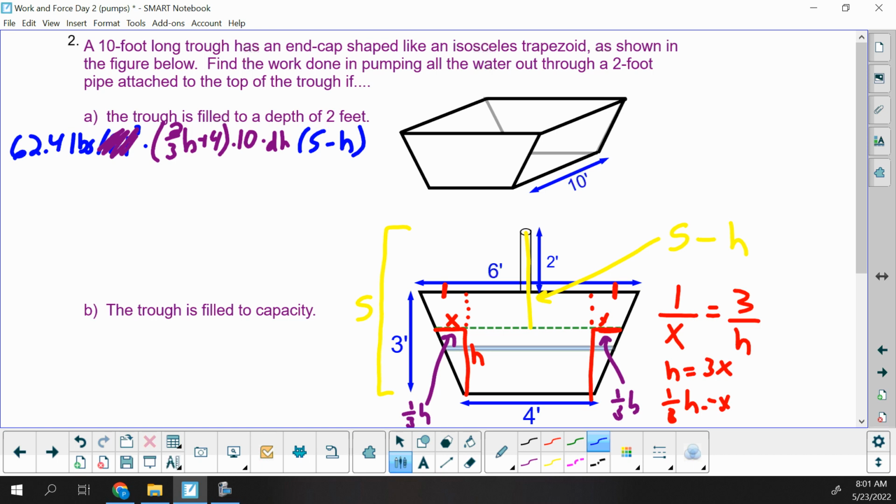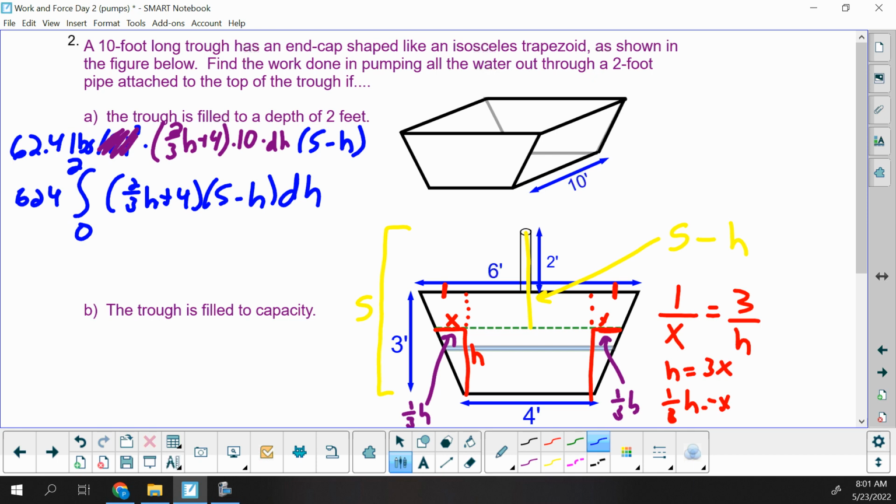So from there, we'll do our integral. Any constants can go out front. 10 times the 62.4 just gives us 624. We'll have integral of 2/3 h plus 4 times 5 minus h dh. Our trough is filled to a depth of 2 feet. So we need to think about where could the slices of water be located. The lowest slice would be at 0. The highest slice would be at 2.